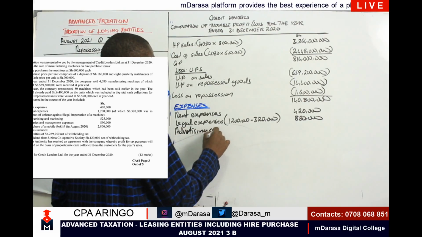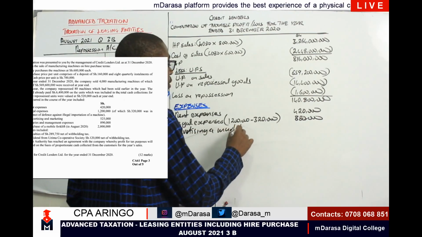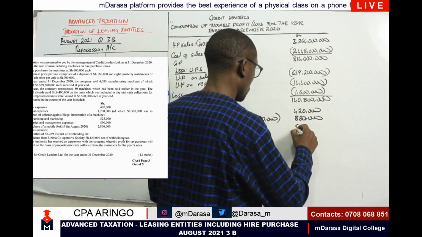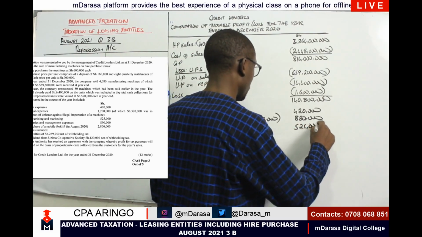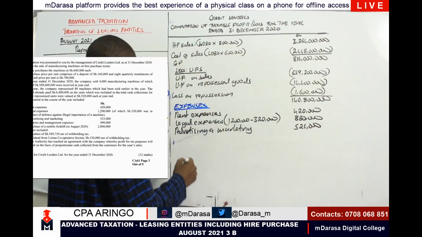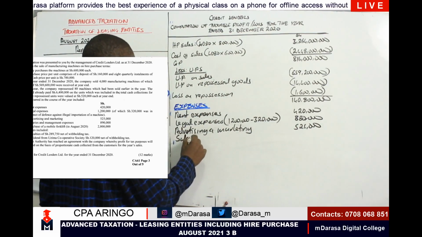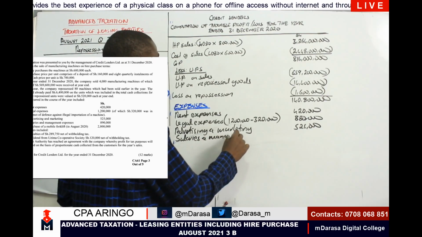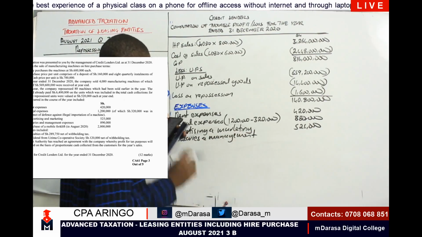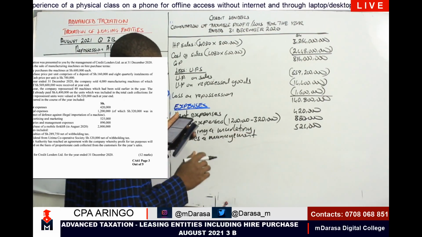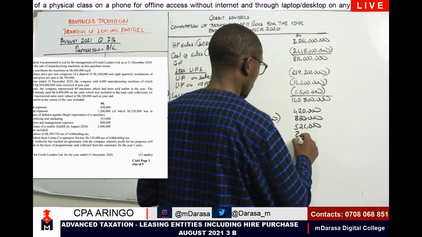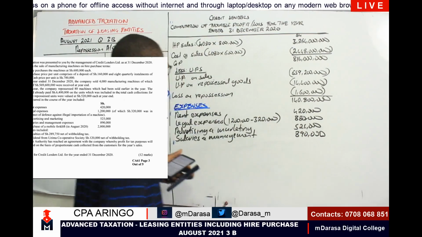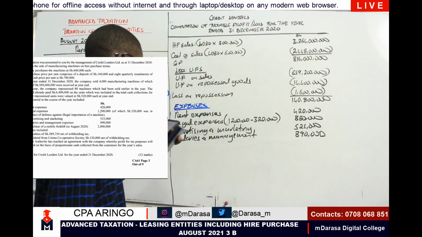Advertising and marketing expense, we had a figure of 525,000. Talk about salaries and management expenses. We had a figure of 890,000. We had purchase of forklift.